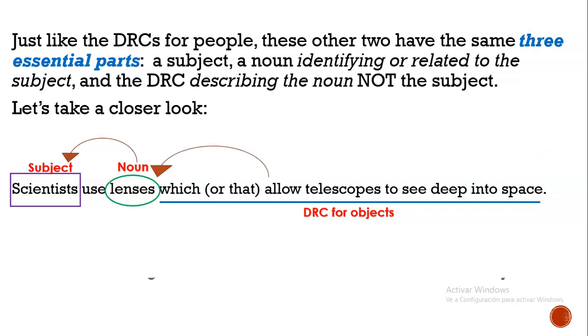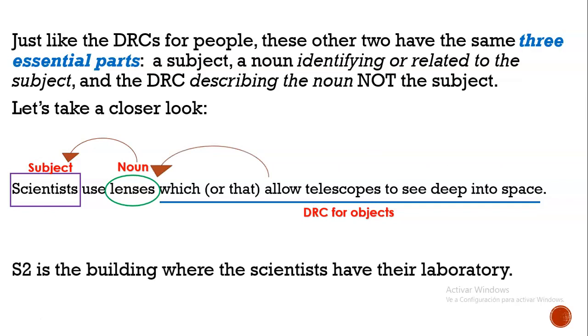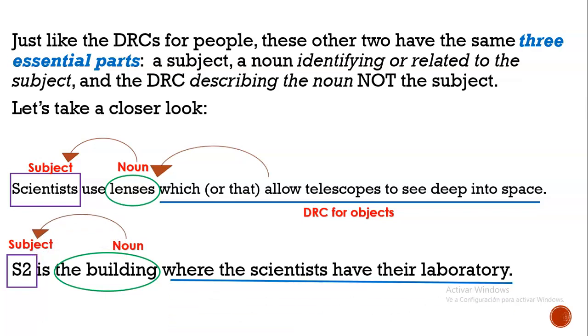Let's look at another example. S2 is the building where the scientists have their laboratory. Let's analyze it. S2 is the subject. The building is the noun describing the subject. And the DRC is where the scientists have their laboratory. It's a DRC for place, describing the noun.